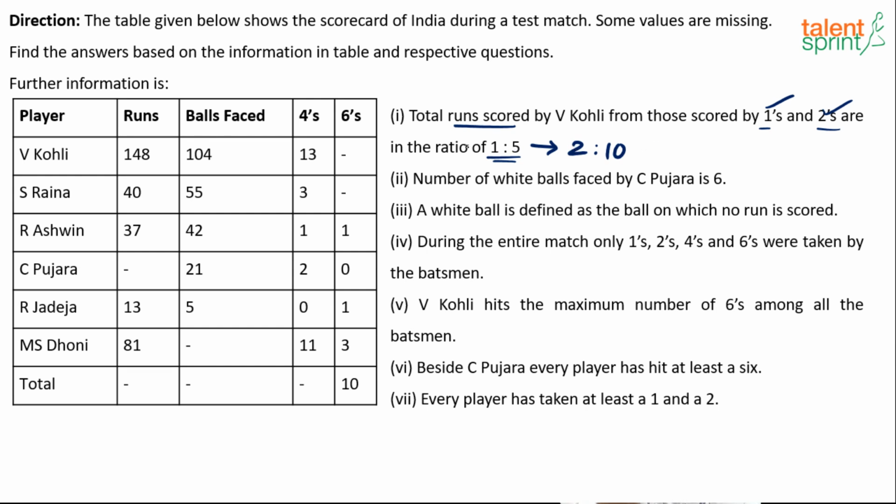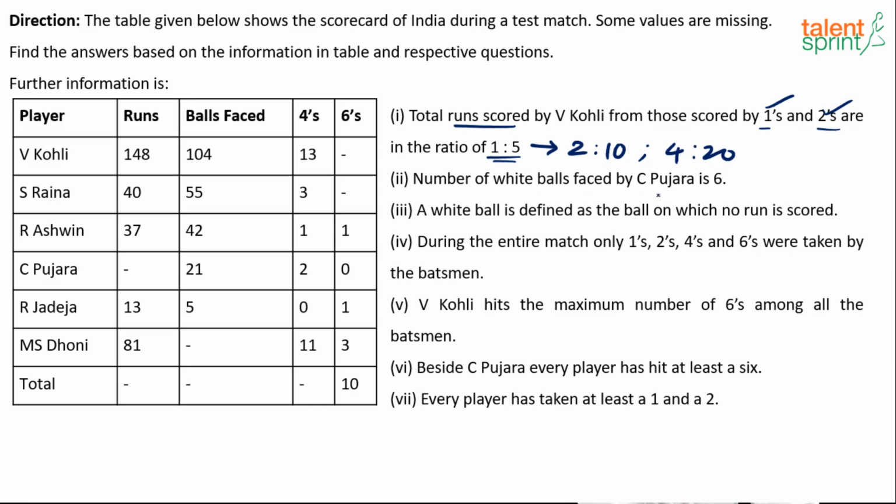Likewise, it cannot be 3:15 because 15 runs cannot be scored using twos, but it can be 4:20. He scored 4 runs through singles and 20 runs through doubles, meaning he has taken 10 twos. That's the idea. Now, how do you use it? We will look at that later. Let's read the other points.